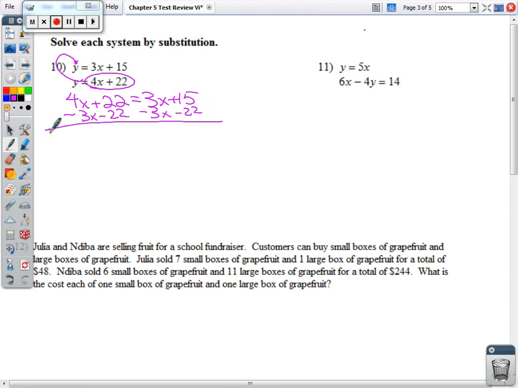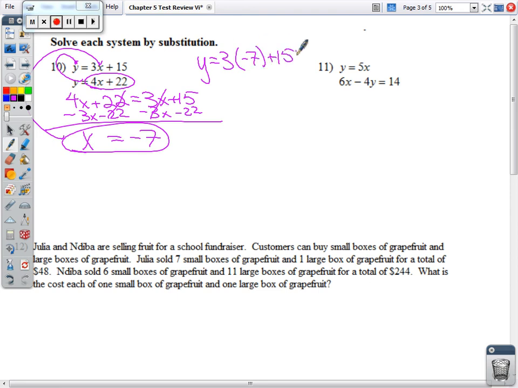So we have 4x minus 3x, which is just x. This cancels out, and we have 15 minus 22, which is negative 7. I'm going to take this negative 7 and plug it back into either one of the equations. I'll pick the top. We have y equals 3 times negative 7 plus 15. So y equals negative 21 plus 15. Therefore, y equals negative 6. So my solution is negative 7, negative 6.